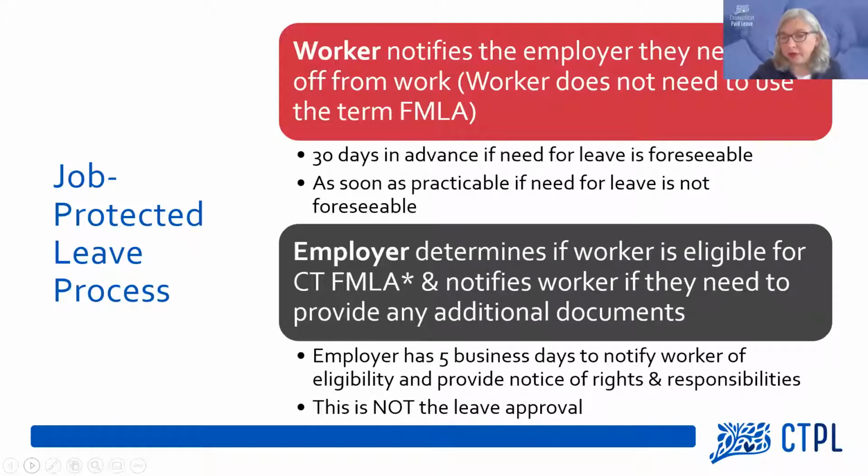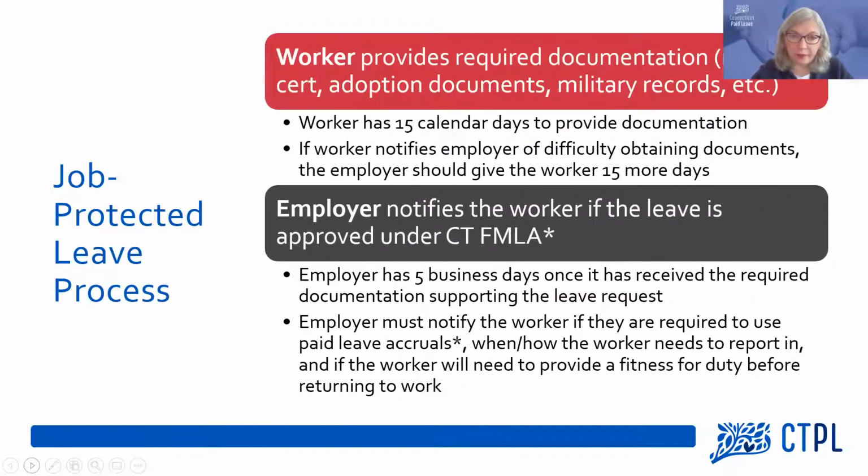As the employer, you have to decide if they're eligible, looking at the requirements of CTFMLA. So have they worked for you for 3 months? And you need to notify the worker if they need to provide you with any additional documents. You have 5 business days from learning about the need for leave to determine their eligibility and provide your employee with something called a Notice of Rights and Responsibilities. And Connecticut DOL is actually drafting a form that you can use for that. This is not leave approval. This is just, yep, it's a possibility that you might get leave, and this is what you need to do so we can make that decision.